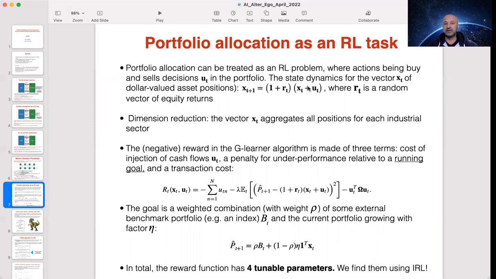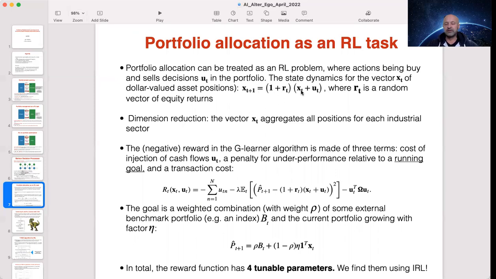So now this dynamics describes what happens in the time step t plus delta t. First, all asset positions are increased by vector U, which is the deterministic part, the part of the agent. And then this new asset value grows with the stochastic rate R sub t. So this is the state equation, which is a linear equation.